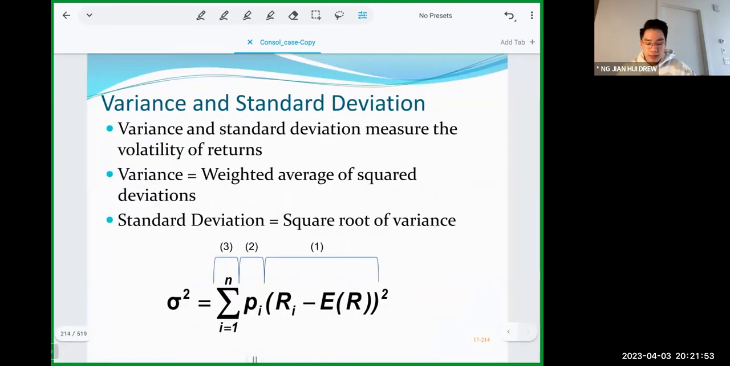Okay, so in terms of the variance and standard deviation, exactly the same, but the only part is that we need to account for the probability. And again, I put 1, 2, and 3 here. First we need to do part 1, this component here. Then we do part 2, which is we account for probability. Only on the last step, then we do the summation, right? Part 3.